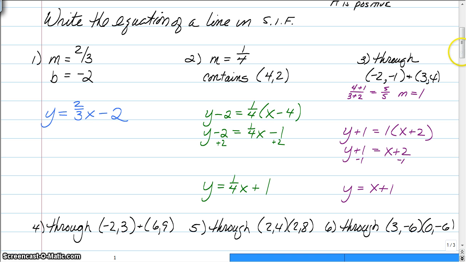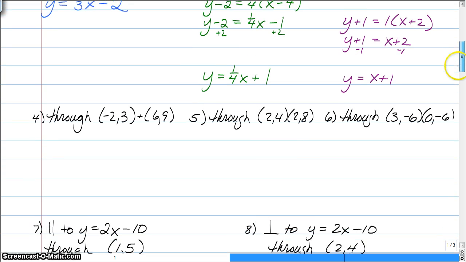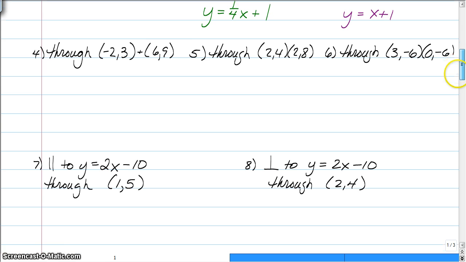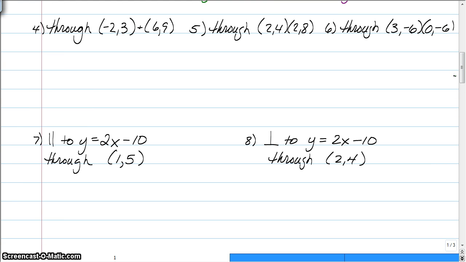Okay? So, now that you have that, why don't you try number 4 really quick. Just pause the video and give it a try on your own. Okay, so here we go. 9 minus 3 over 6 minus a negative 2 is going to give us 6/8, which means our slope is 3/4. Pick any point, doesn't matter.